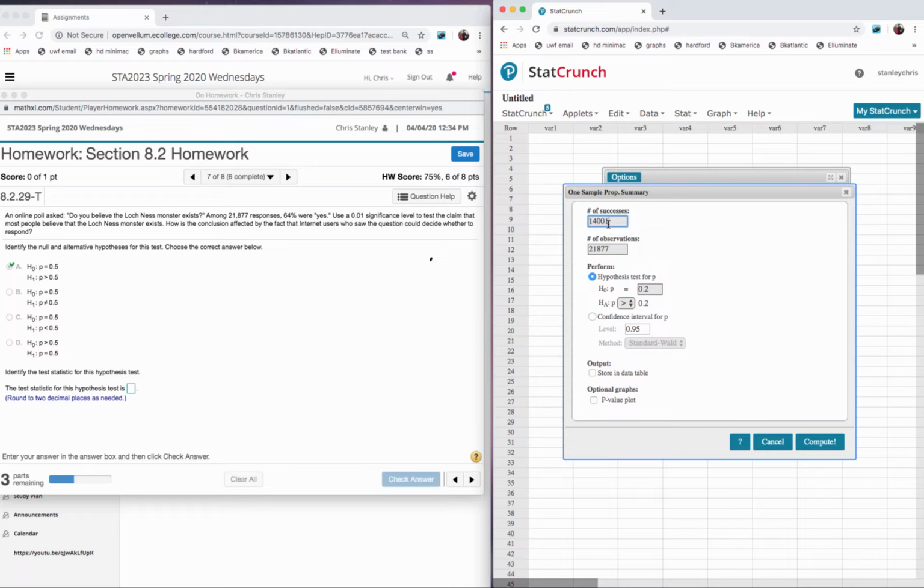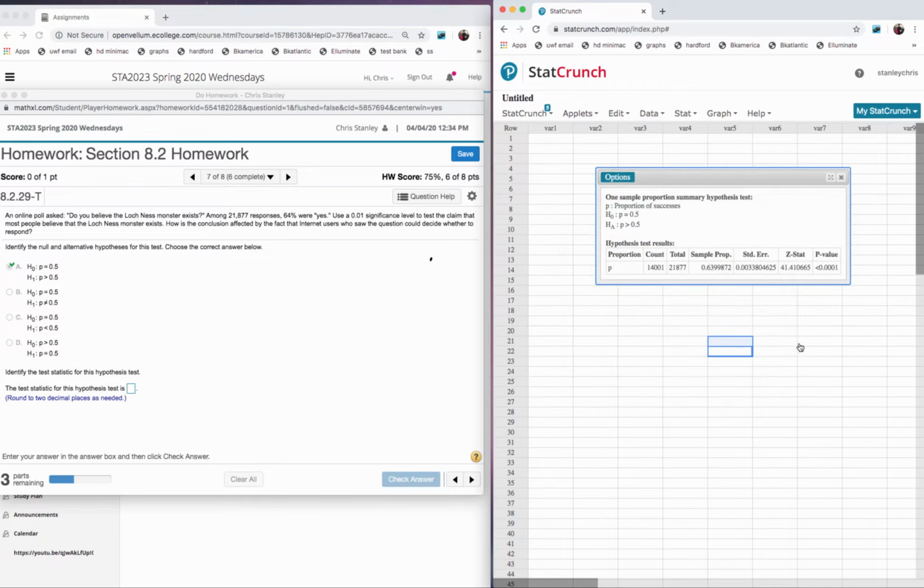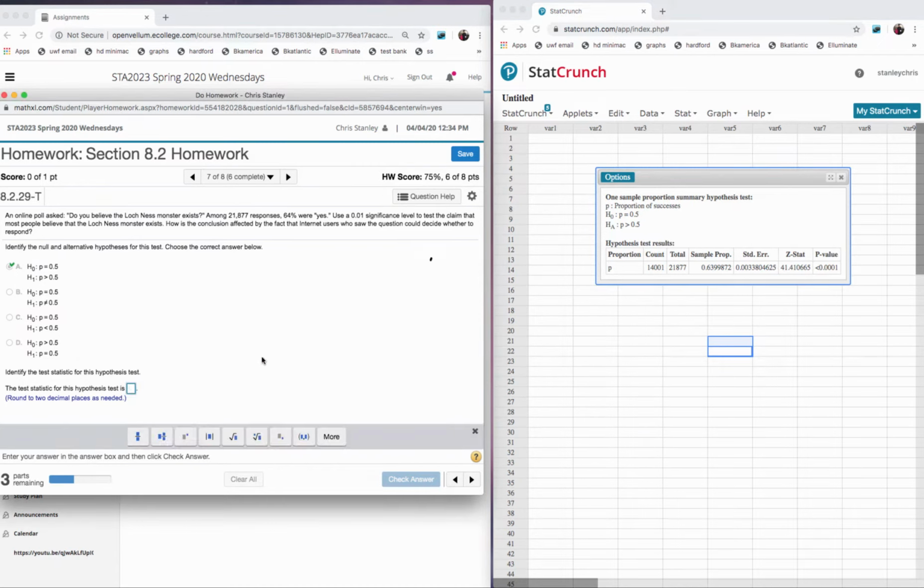People said yes. Remember, sometimes you don't have to do this. Sometimes you have to do this. They just give it to you. Sometimes you have to do it if they give you a percent. Okay, so this is 0.64. And this would be most people. Sorry, this is 0.5. And most people would be greater. So this needs to match this. And I get 41. That's a really big test statistic.